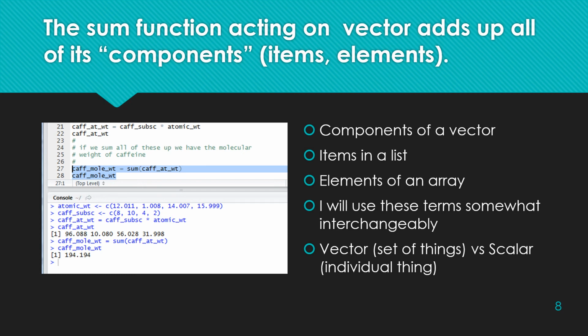So I'm going to sum all those elements of the array that I just got previously, and then again that line of just caffeine mole weight at the bottom on 28 is just going to spit out the answer. So when I sum them, the caffeine atomic weight is a vector. It's an array, it's a list, it's a vector. But when I perform the sum function, I'm just going to get one thing out of it. If we are distinguishing one thing versus a set of things, we will often use the term scalar. So we've moved from a vector to a scalar here.